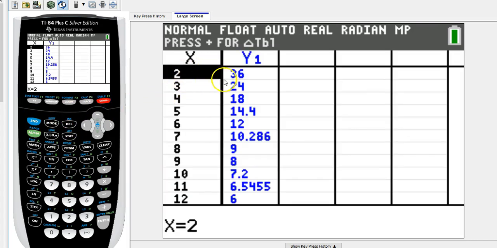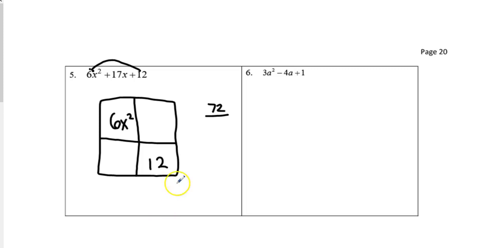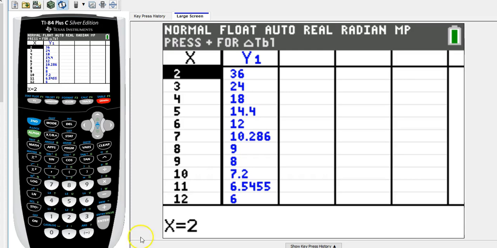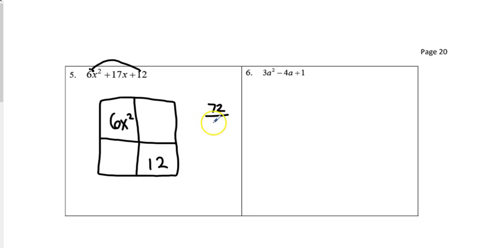Okay, so I have lots of number pairs that multiply to be 72. Now I should be asking myself, do I need to think about any negatives? Nope, there's no negatives in here. So it should be all positive pairs, and they need to add up to 17. So as I scan down here, I'm looking for numbers that add up to 17. Bingo! 8 and 9, right? So 8 and 9 are my pairs.